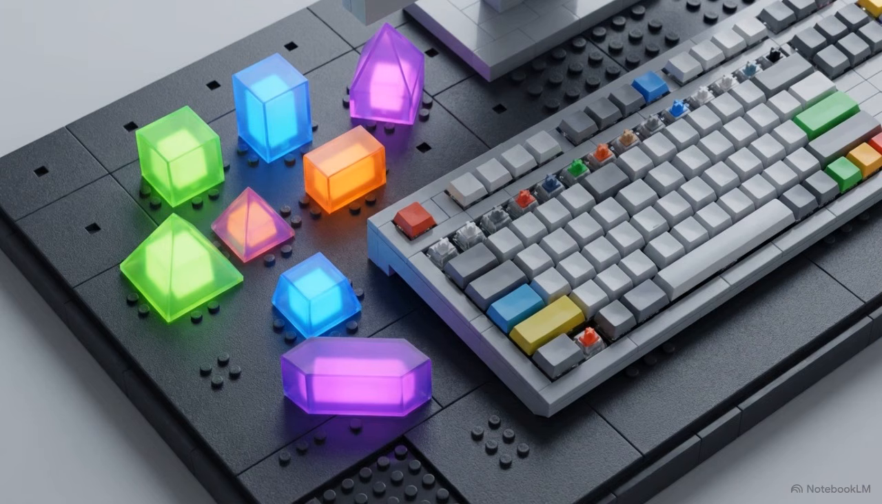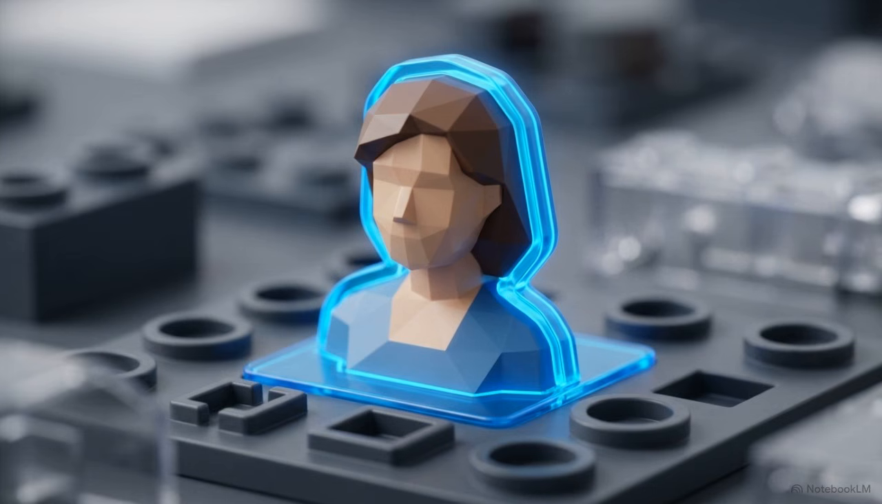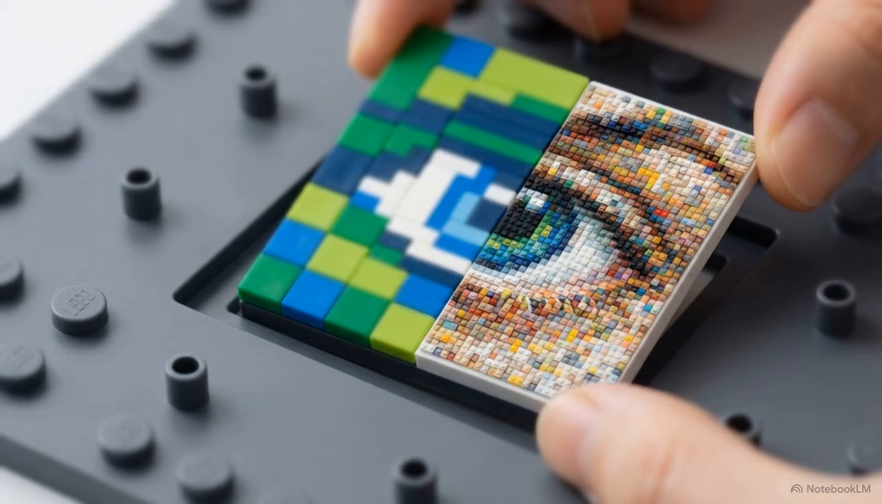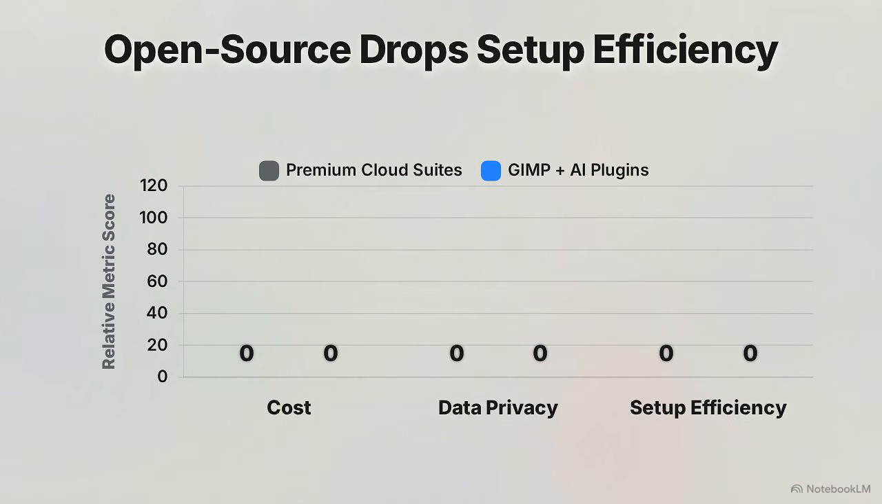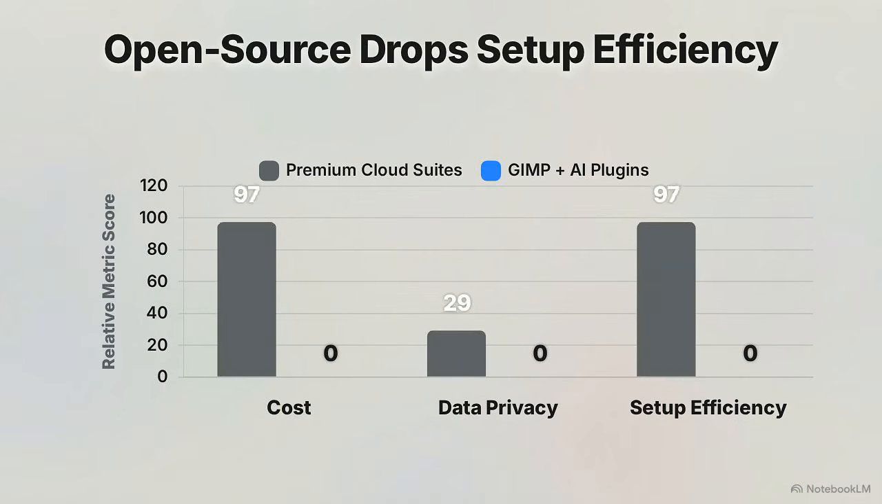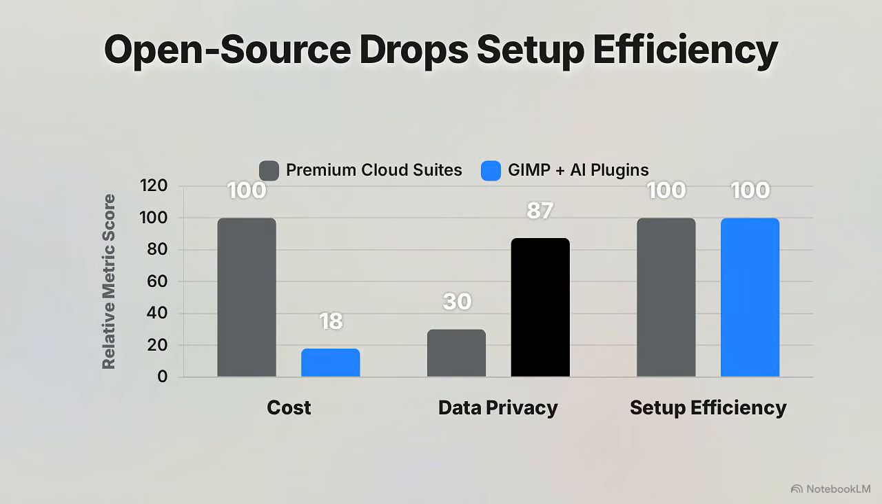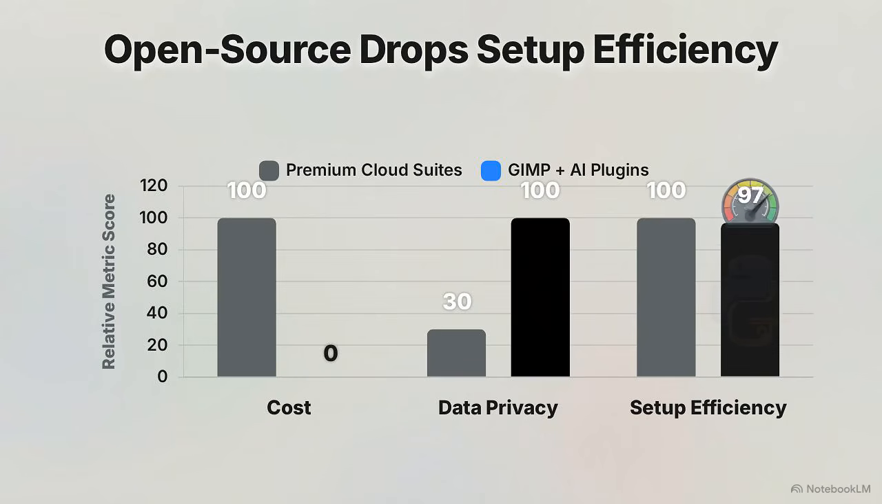Using a specific set of community-built plugins, you can run advanced tasks right from your desktop. We're talking automated subject masking, intelligent noise reduction, generating missing textures, and increasing resolution without losing quality. This matrix compares premium cloud suites against GIMP with AI plugins across cost, data privacy, and setup efficiency. The open-source route zeroes out your financial cost and keeps data entirely private. However, you pay for that freedom with a severe drop in one-click efficiency.